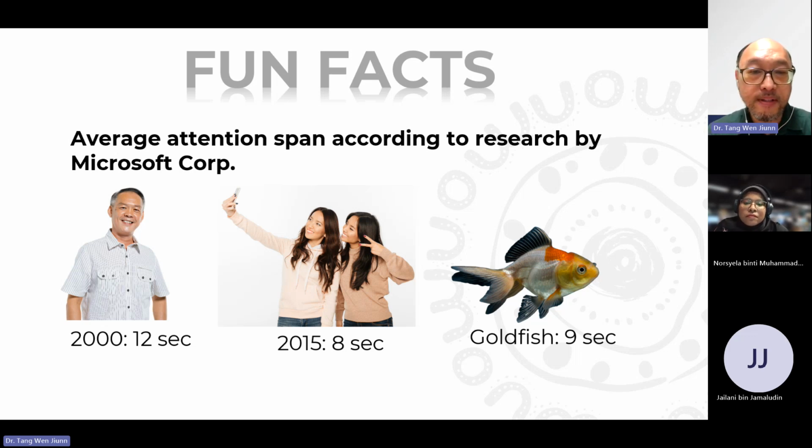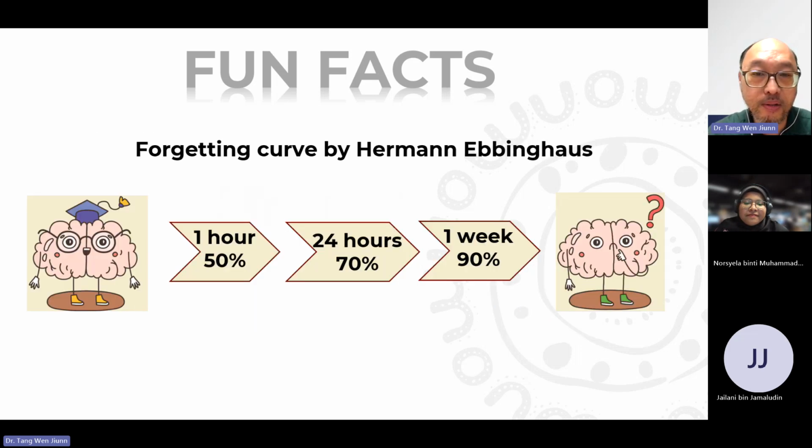So this research is actually comparing us with goldfish. If you look at the goldfish there, it is 9 seconds. The goldfish is well known as the animal with the shortest attention span. They have 9 seconds, but you can see humans are getting worse than the goldfish. So that is one thing we have to remember when we are creating our content.